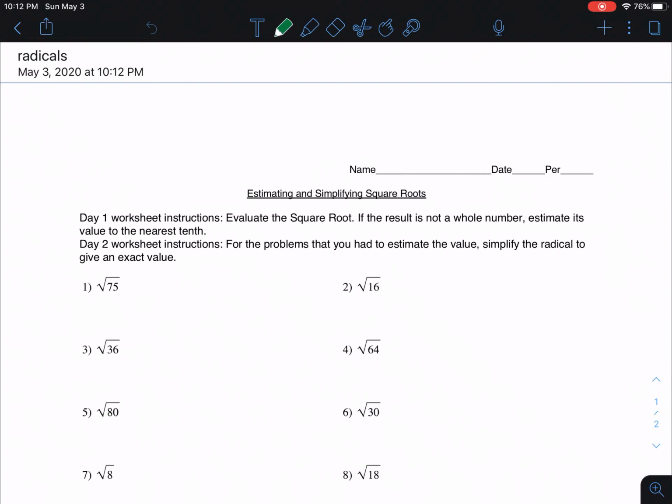So for this week, we have one worksheet. That's it. But we're going to do one day in one particular method, and the next time we're going to do it a different method.